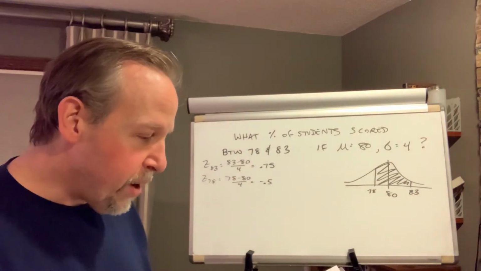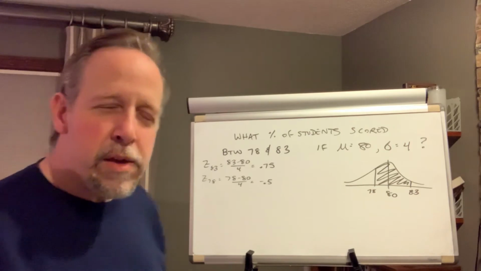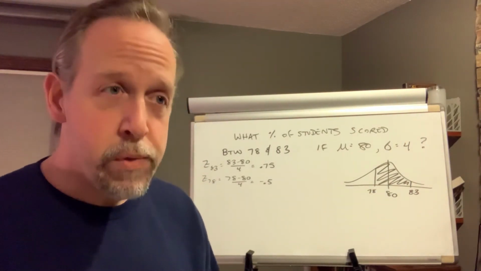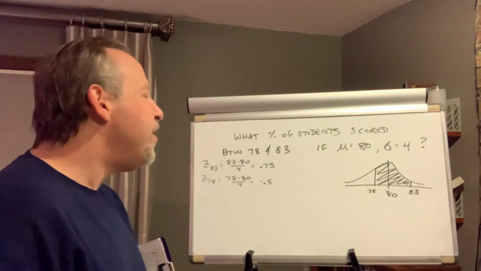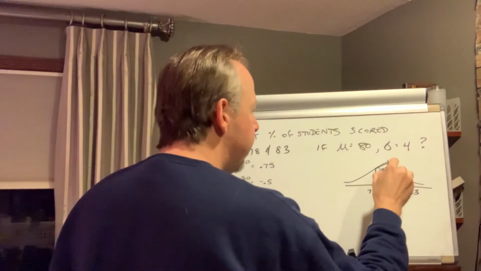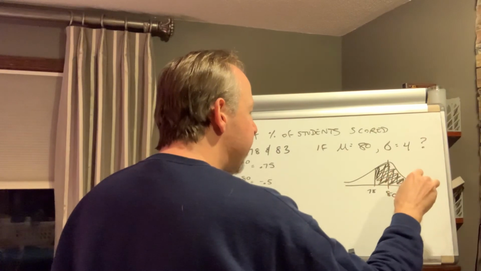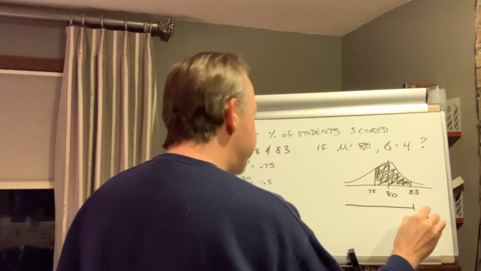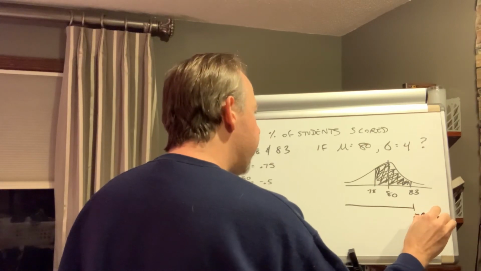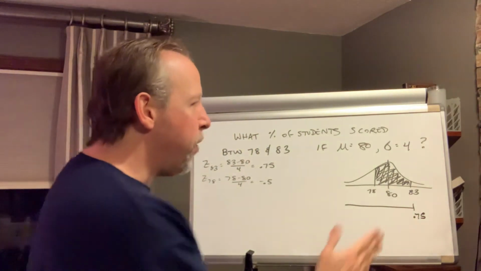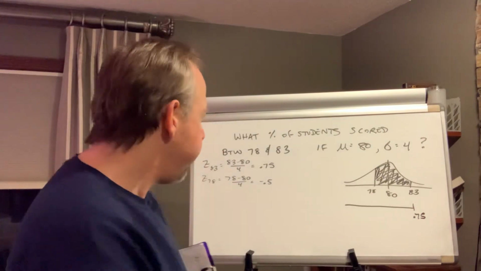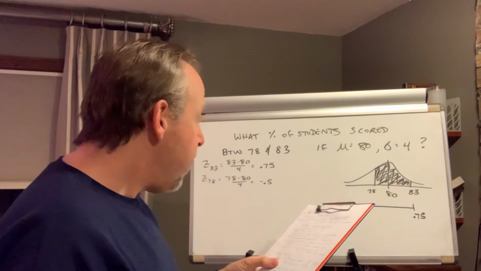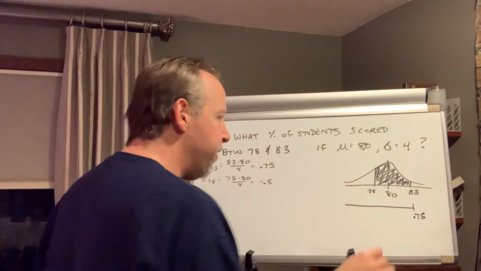Okay, so here's what you have to do. You have to use the table to find the area that falls below the scores. Now, my shaded area is right in here. So if I find, using the table, the area that's covered up to a z-score of 0.75, I will find out everything below the 83. Well, if you do that, you'll find the area that is below 0.75 is 0.7734.